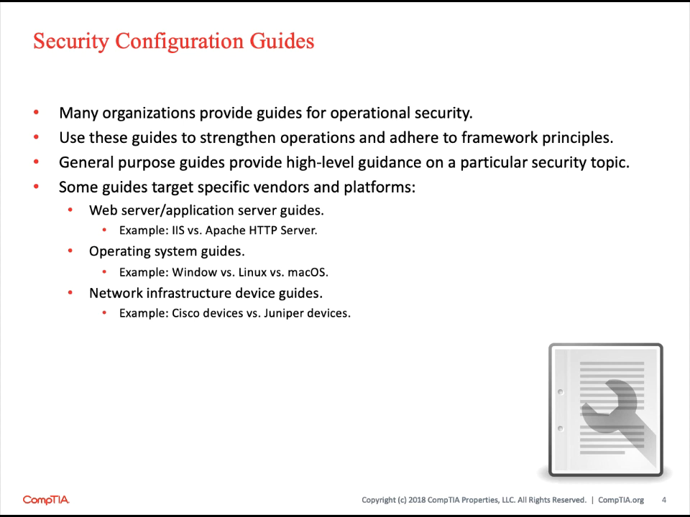And then we have network infrastructure device guides. So these network infrastructure device guides, these may be something like for Cisco and Juniper, right? So each one of these manufacturers are going to build appliances to their own specific specifications. And so both of these can have an effect on how the hardware and software configurations are going to need to be set up, right?